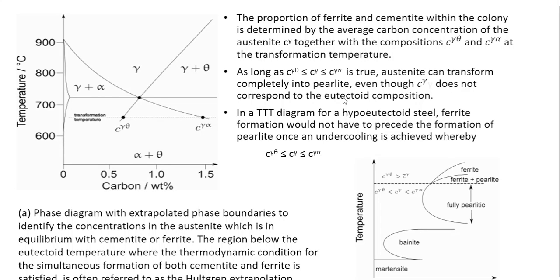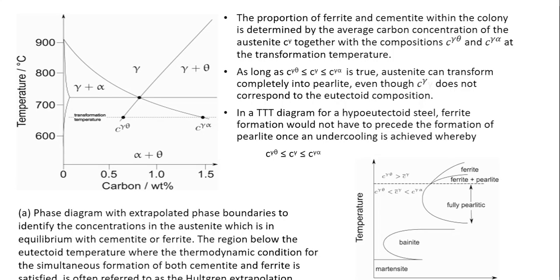As long as C gamma theta is less than C gamma, which is less than C gamma alpha, the austenite can transform completely into pearlite even though C gamma does not correspond to the eutectoid composition. In a TTT diagram for a hypereutectoid steel, ferrite formation would not have to precede the formation of pearlite. That means it need not occur prior to the formation of pearlite.